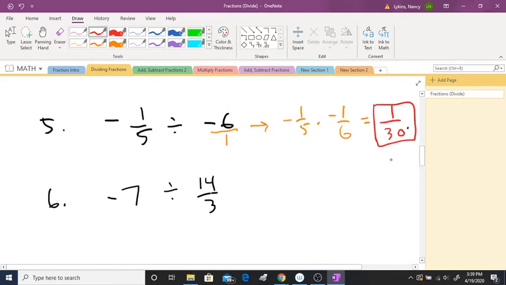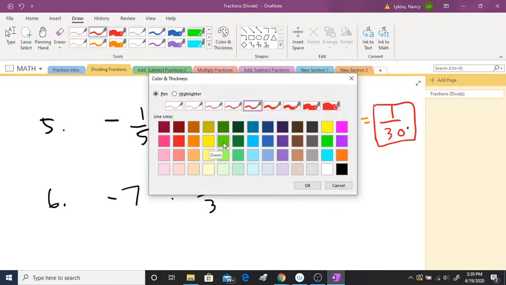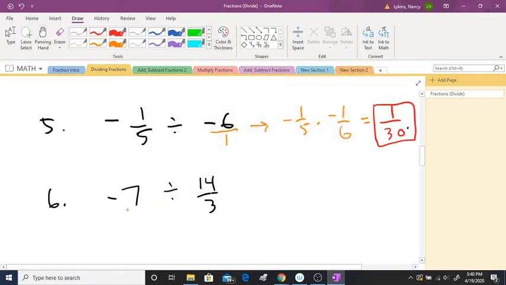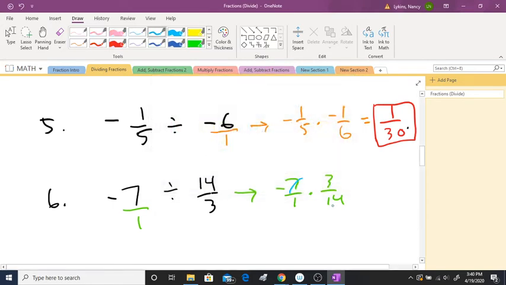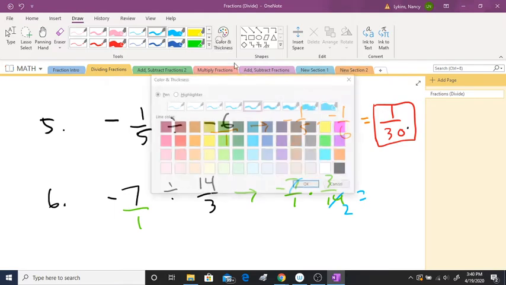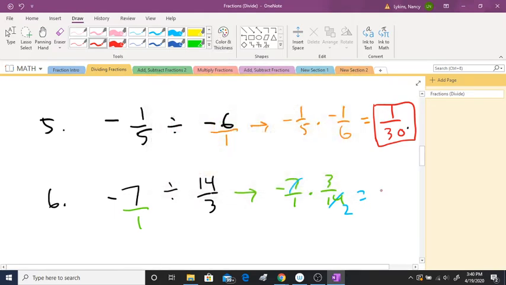What about if you have, it's the same concept. If you do have a whole number and you're dividing by something, then make it over 1. And then that's negative 7/1 times, we flip the 14/3 to make it 3/14. 7 goes into that 2 times. So my answer is going to be negative 3/2.